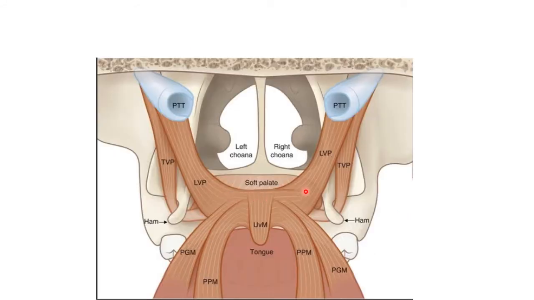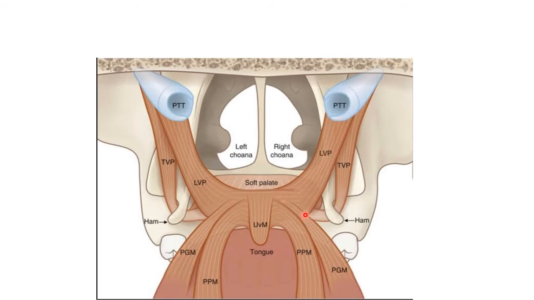Now we will discuss the muscles of the soft palate. The soft palate consists of 5 pairs of muscles, 5 muscles on either side. This is the tensor palati or tensor veli palatini. This is the levator palati or levator veli palatini.